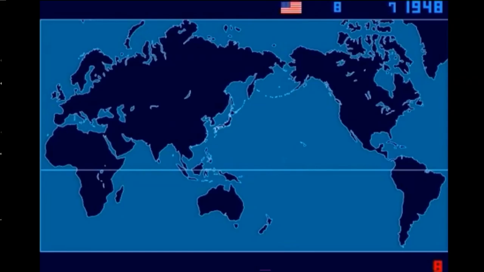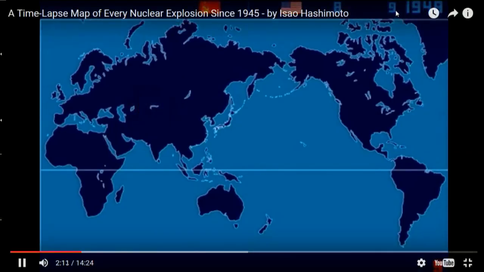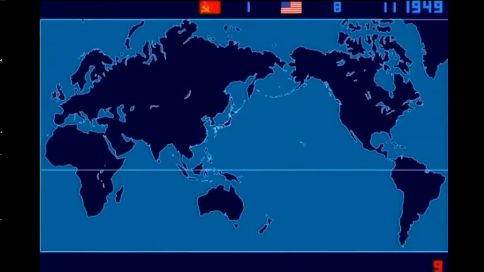And they keep testing them in the middle of the ocean so people don't get hit with fallout, things like that. 1949, a year later, you can see the Soviet flag appears, and they detonate their first bomb a year after the United States.